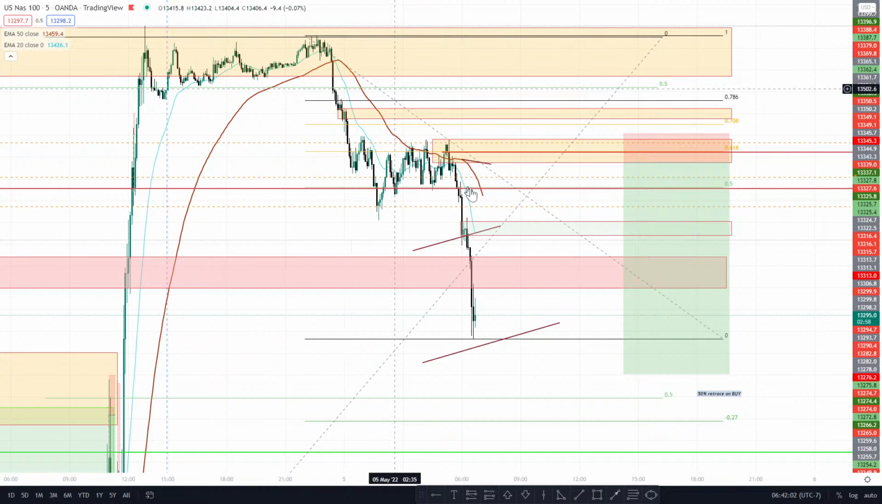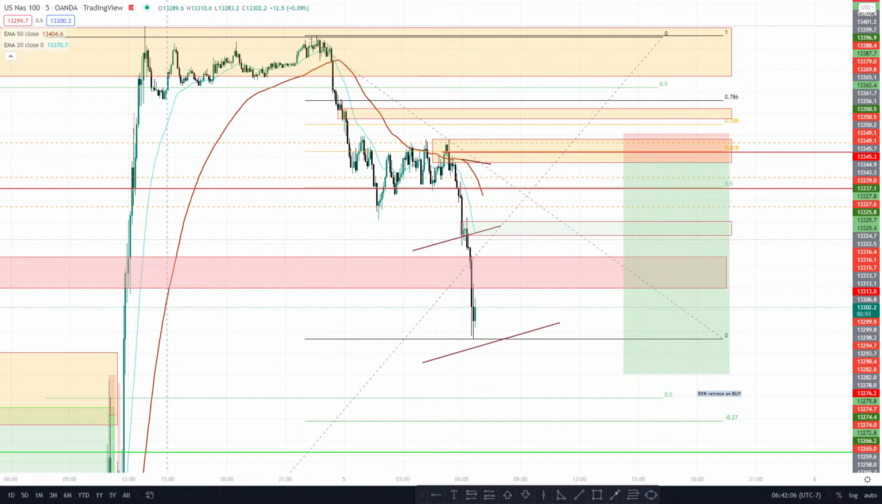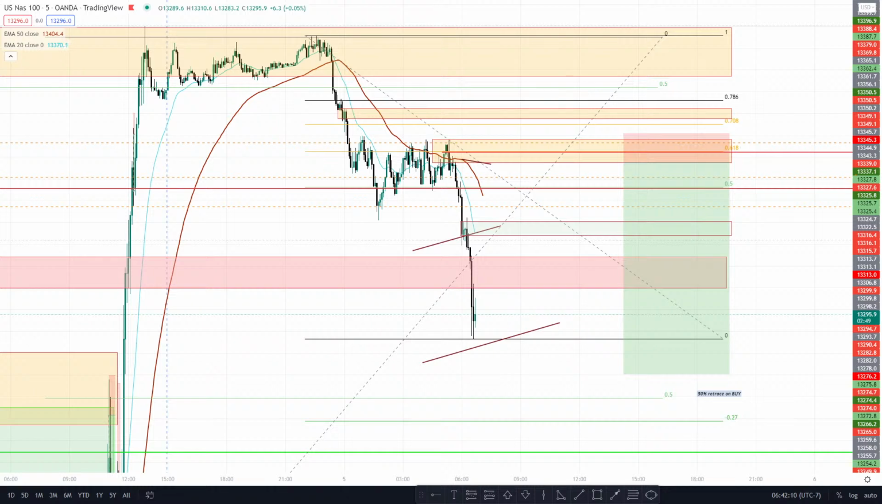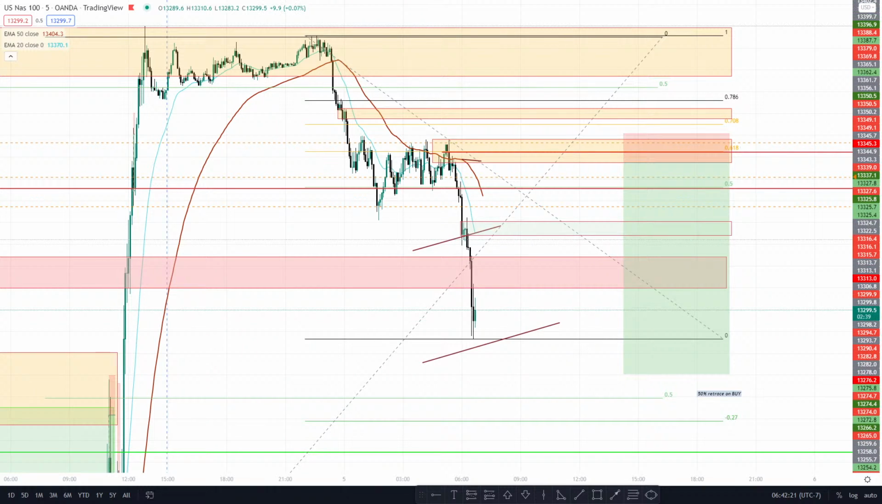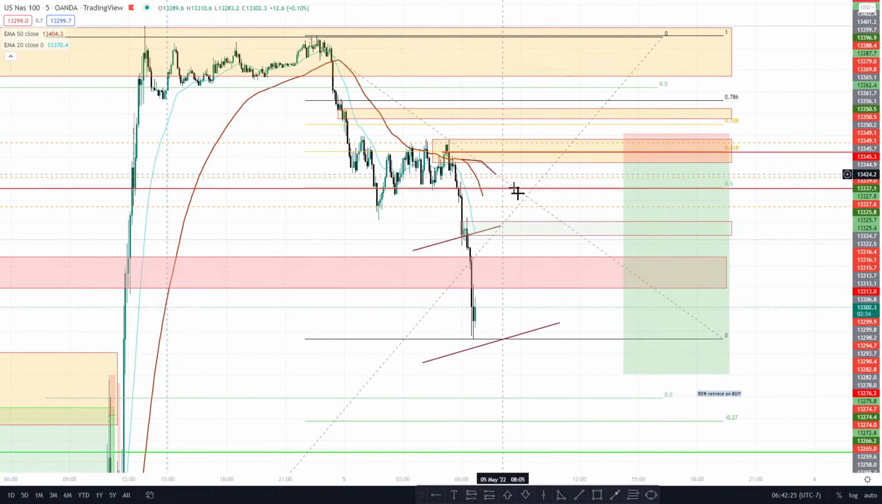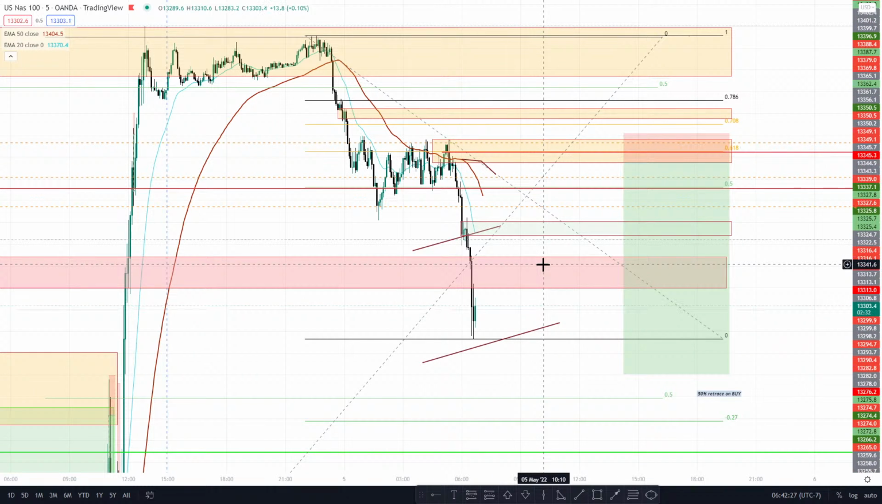You could see the 5 minute. This is the 15 minute 50 EMA. It's kind of curving down now. It's the 15 minute 50. So let's see what it gives us.